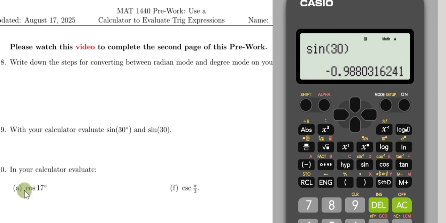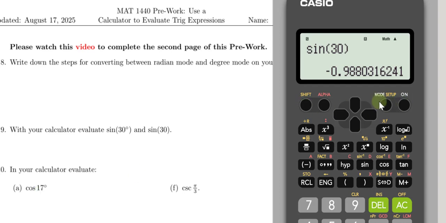And I'd like to work a couple of them with you. So let's go ahead and do the cosine of 17 degrees. Please be working along with me. Please make sure you get the same values in your calculator. This is one of those pre-works where I won't know if you cheated, but you may not learn the skills you need to learn if you don't work this along with me. So let's go ahead and compute the cosine of 17 degrees.